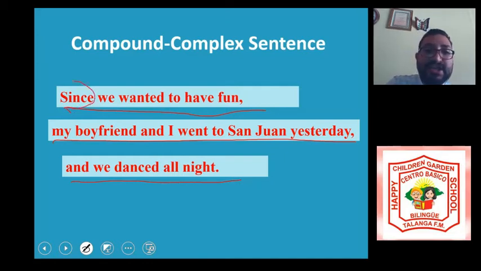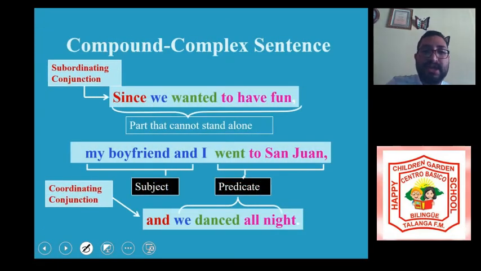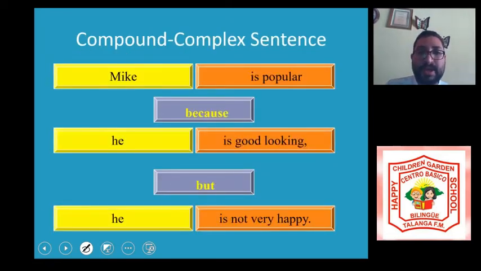Here we have a condition, since we're going to need more information to complete this one. So the part that cannot stand alone is the first one: since we wanted to have fun. Mike is popular because he is good looking, but he's not very happy. So try to remember to place this one. What is the independent clause and what is the dependent clause?